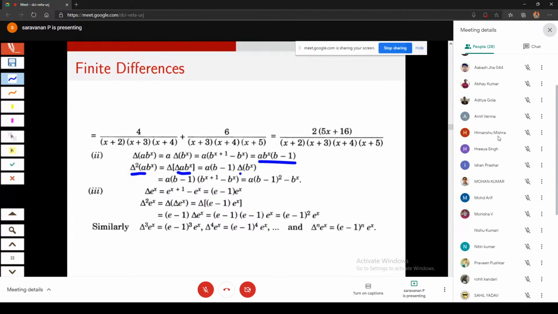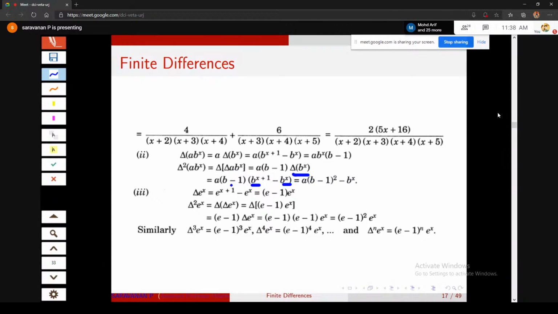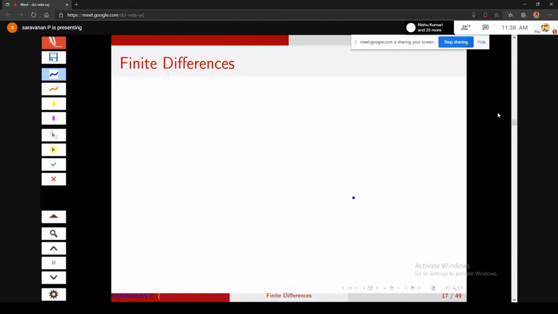And then delta of b power x. Delta of b power x is b power x plus 1 minus b power x. From both you take b power x common, so you'll get this one. It's not minus, it is into. That's all.